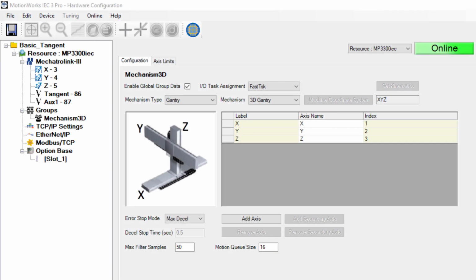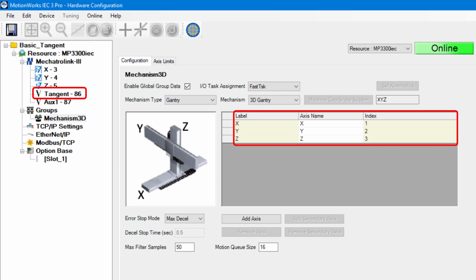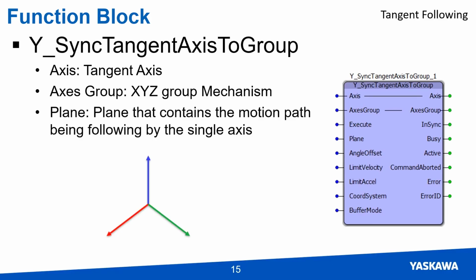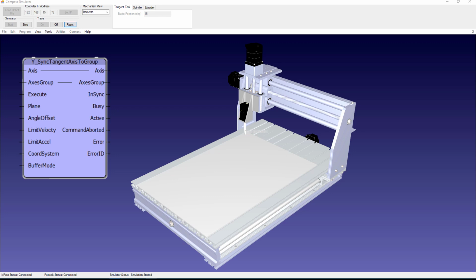Looking in hardware configuration, the tangent axis is separate and not included as part of the gantry mechanism. Tangent operation is only available when the path resides on the following two-dimensional planes: XY, YZ, or ZX. In the case of the virtual gantry, the tangent axis is the knife and the multi-axis mechanism is the 3-axis gantry. The path is being cut on the XY plane of the gantry.